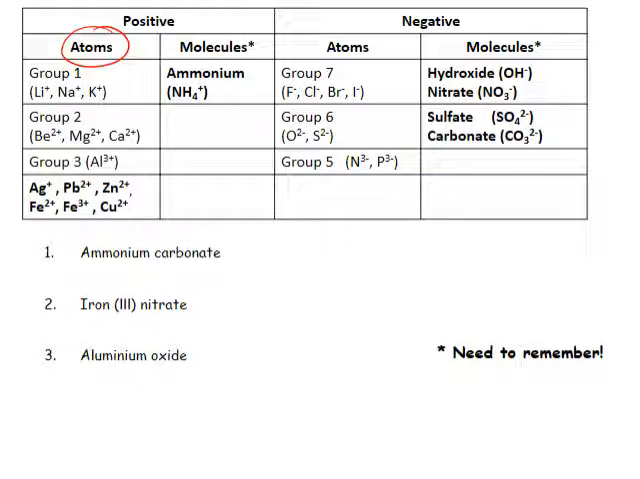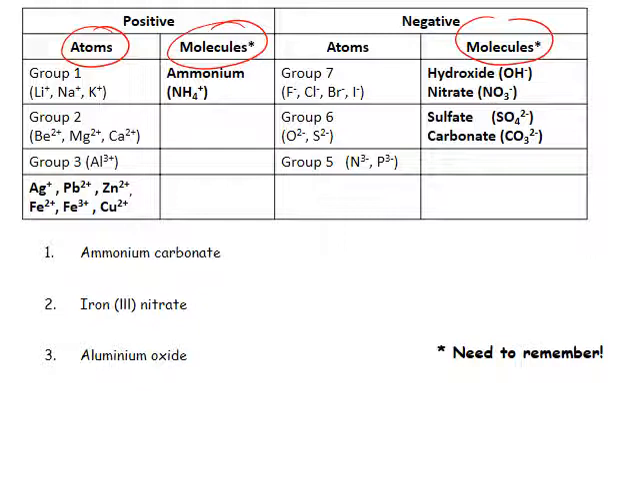So your group 1 elements always form 1 positive ions. Your group 2 always form 2 positive, and group 3 always form 3 positive. Now the transition metals here, you'll just need to remember those. As for the molecular ions, your positive and negative molecular ions, which are your golden 5, you need to remember those out of your head.